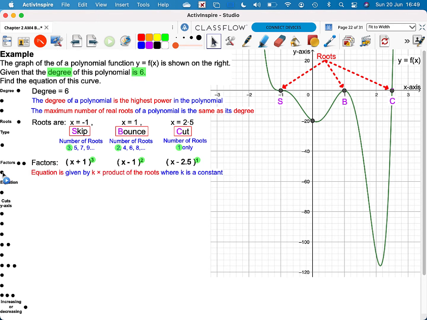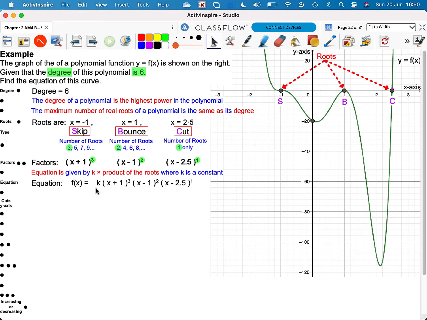Now, what we're going to do is write down the equation, and there's a multiplying factor that you put in front of the roots, and we're going to calculate that at the end. Now, the only reason why we can calculate a multiplying factor, we'll talk about that in more detail in a few minutes, is because we know where it cuts on the y-axis. We'll come back to that in a minute.